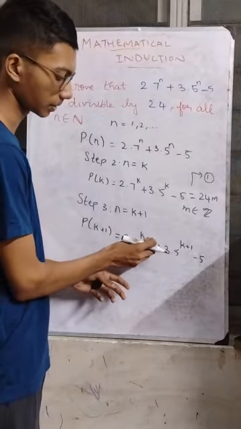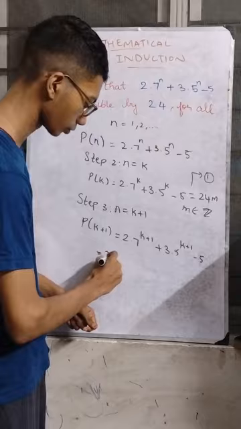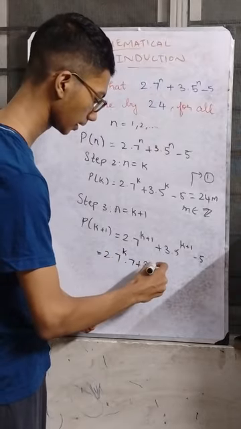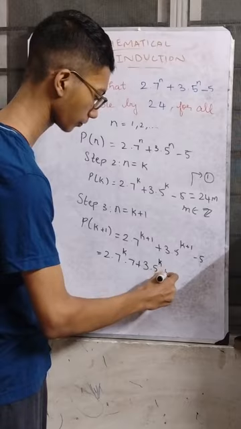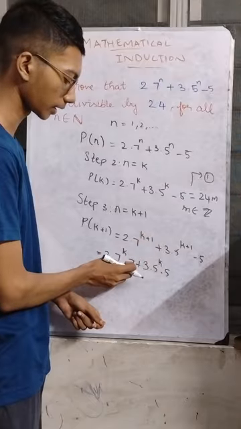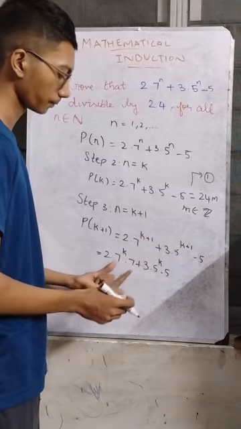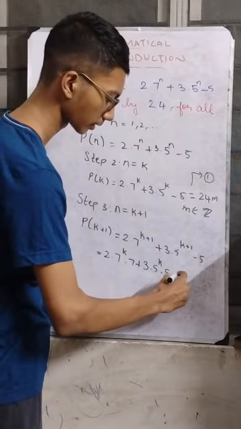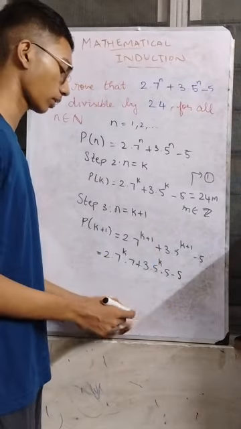So again we can split this. We can write it as 2 times 7 power k times 7 plus 3 times 5 power k times 5, because in the exponent we have k plus 1, so we can write it as 7 power k times 7. So if we just multiply these two, we'll get this same term. So that's why we are writing it like that. So minus 5. So this is what we have.